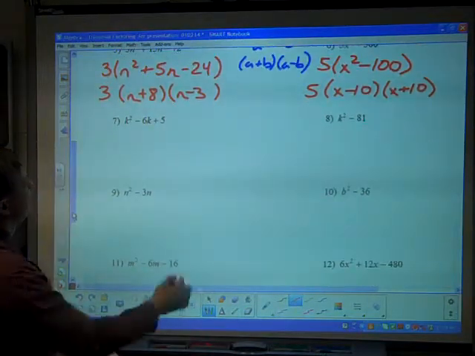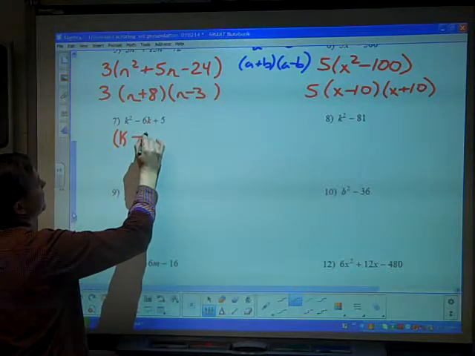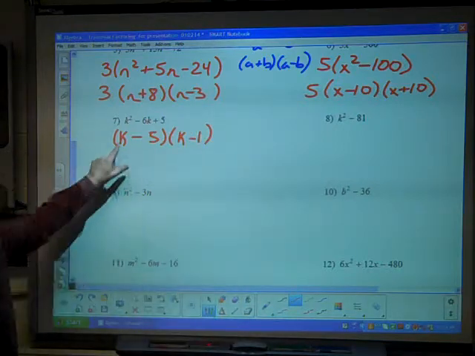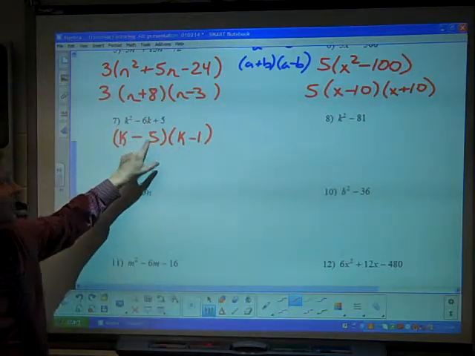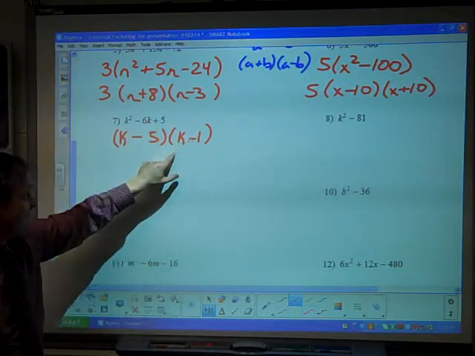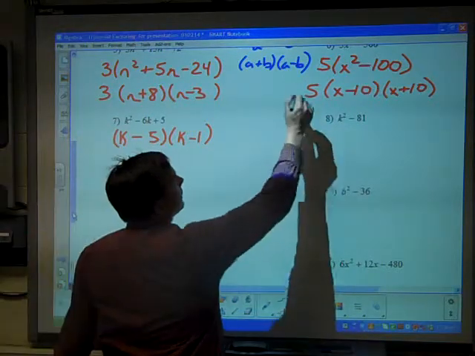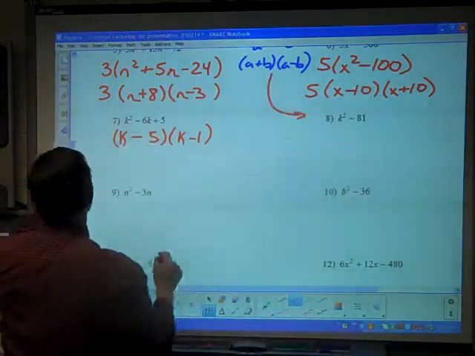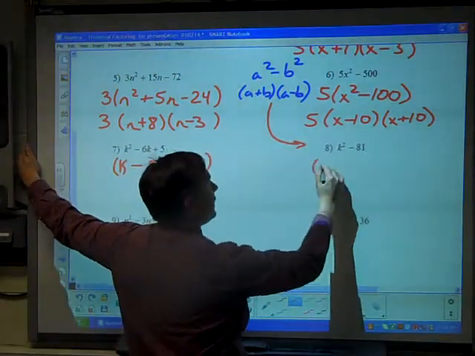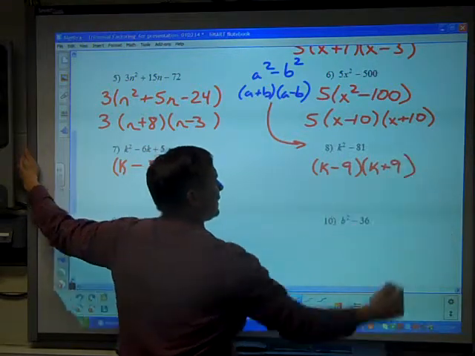Problem 7. And again, problem 7 happens to be exactly the same as problem 1. K times k makes k squared. Negative 5 times negative 1 makes positive 5. Negative 1k and negative 5k make negative 6k when you add them. Next, a difference of two perfect squares. You take a look if the square roots work. They do: k minus 9, k plus 9.